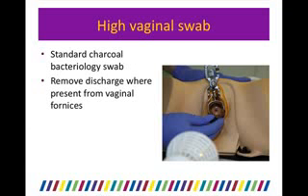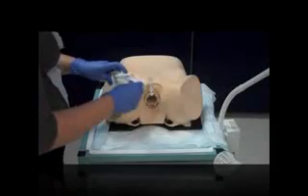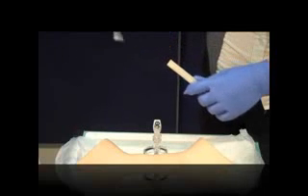The next test, if you have been asked to do it, would be a high vaginal swab. This is a standard charcoal swab that is sent to microbiology. If any discharge is visible, this is what should be obtained using the swab. It is passed around the vaginal fornices and placed into the tube.